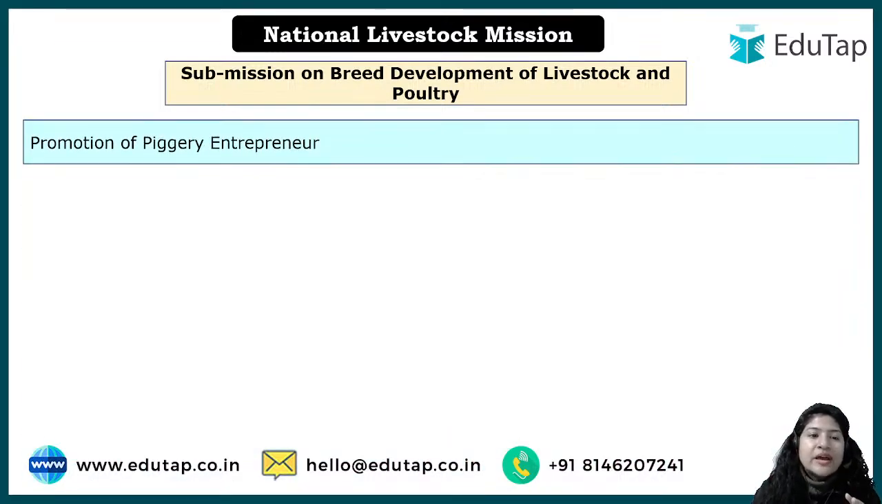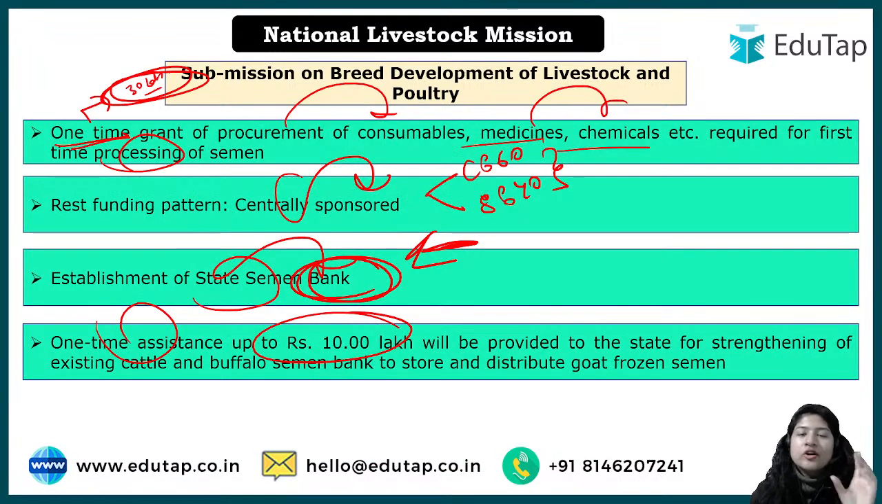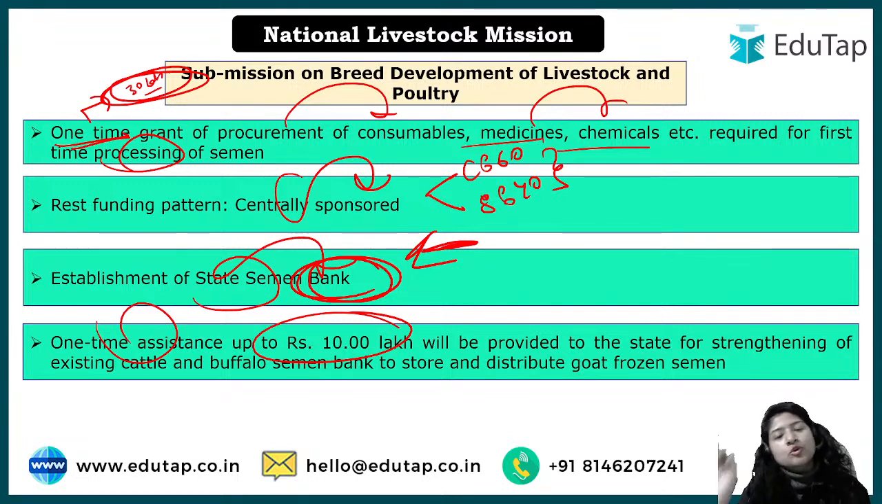तो अभी तक what we have studied, ठीक है अभी तक. Now we will just have a quick revision. In poultry, 50% of the subsidy up to 25 lakh in two installments by SEBI.